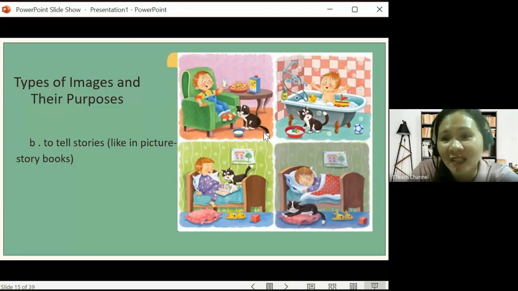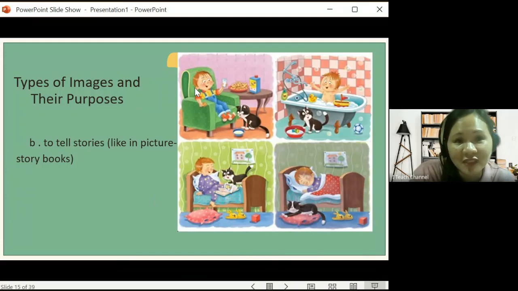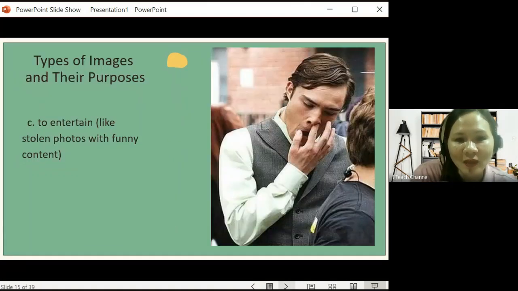Okay, these series of pictures are telling us about what he is doing for the whole day. So the first one is taking breakfast, then taking a bath. The next step is that he's going to study, and then the next thing is that he's going to sleep at night. So these pictures are telling us the stories of this little boy. So the next purpose of the real image is also to tell stories. Okay? Now, let's go to the next one.